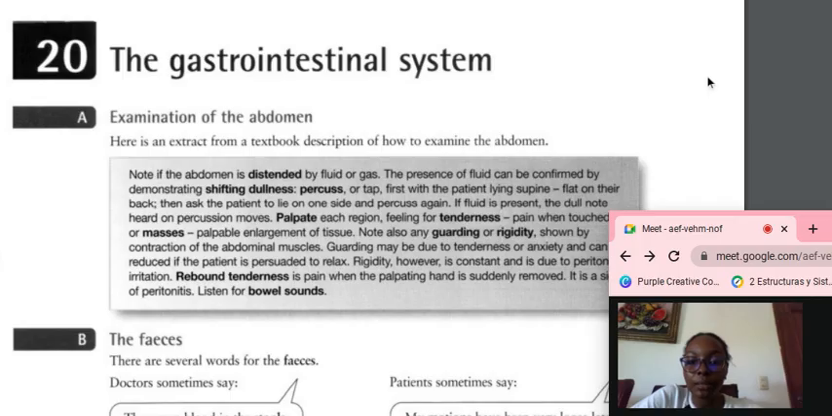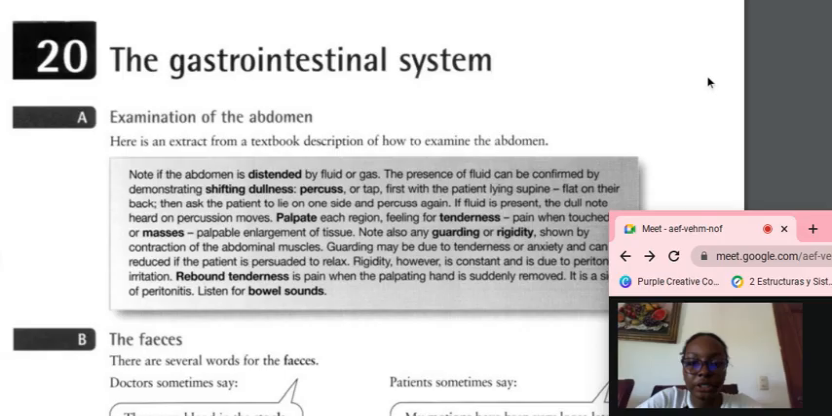Note, if the abdomen is distended by fluid or gas, the presence of fluid can be confirmed by demonstrating shifting dullness. Percuss, or tap, first with the patient lying supine, flat on their back. Then ask the patient to lie on the side and percuss again. If fluid is present, the dull note heard on the percussion moves.